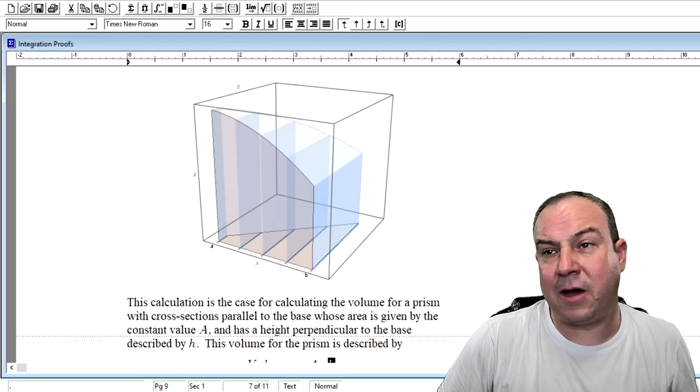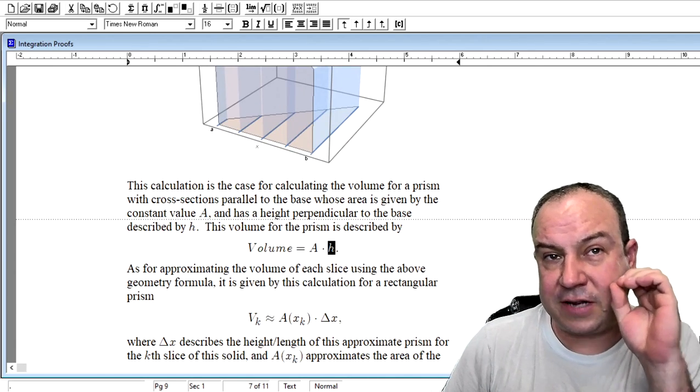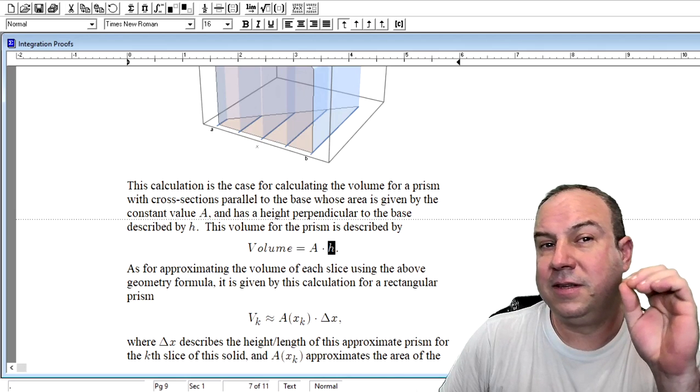All right? Now, I do have a good illustration of this down below. As for approximating the volume of the entire region, then you can sum all those up.